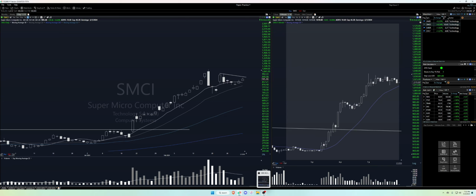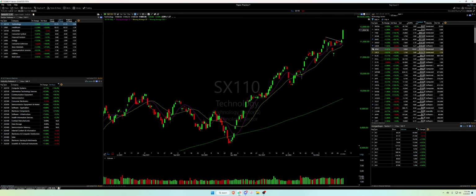Now, let's go on to how I find the stocks. The scanning process is honestly so much easier than people really think it is. So what you're going to do is you can go and set this up on your TC2000.